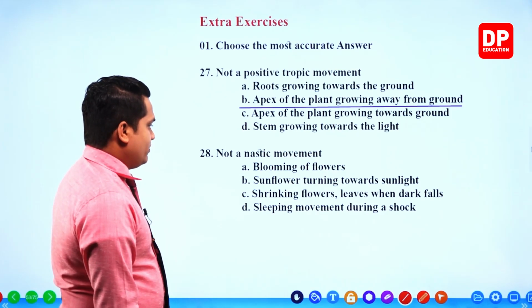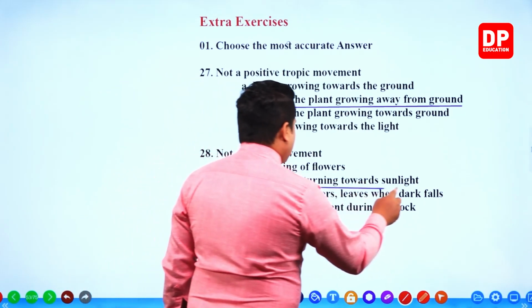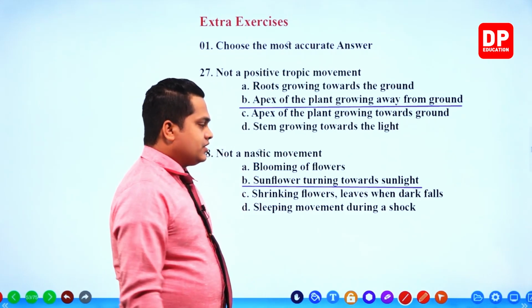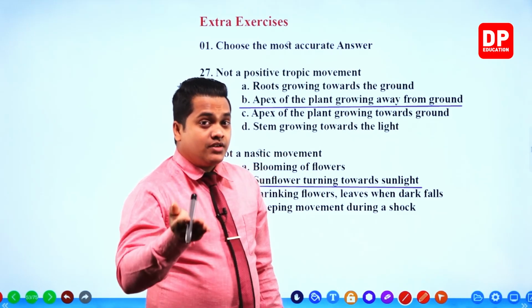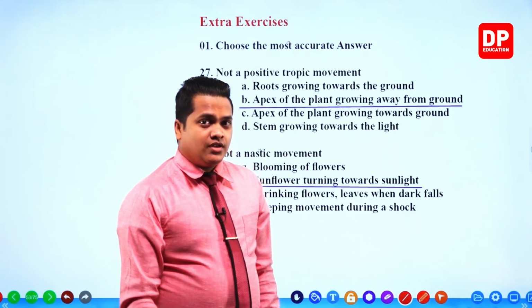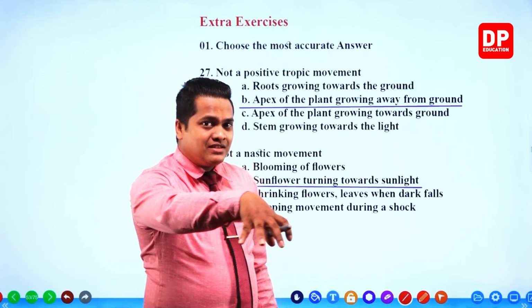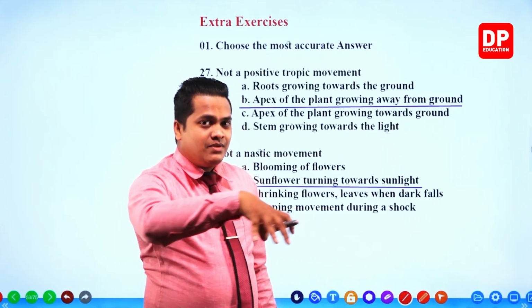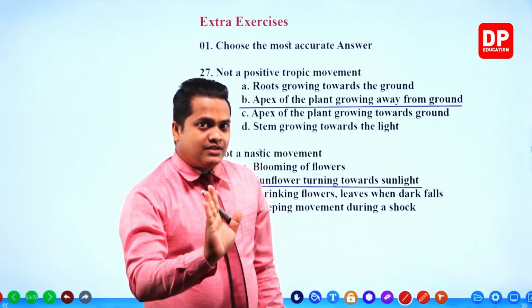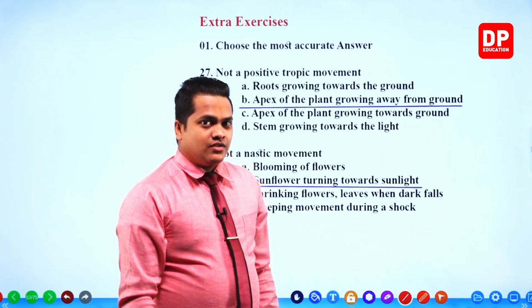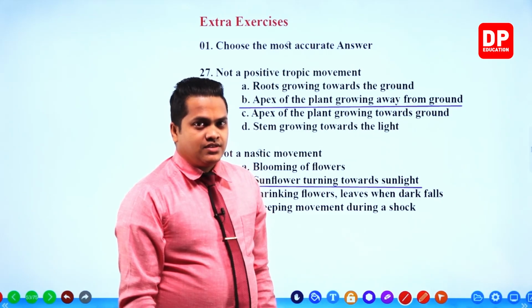Absolutely correct, nastic movement. Sunflower turning towards the sunlight. It is not a nastic movement, right? Because according to the direction of the sun, the sunflower is going to change its position. That means, my dear children, stimulus means sunlight, the position of the sun. The response given is turning in that direction. So this is a trophic movement.